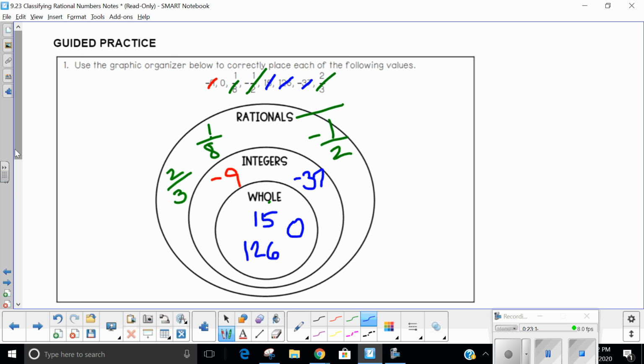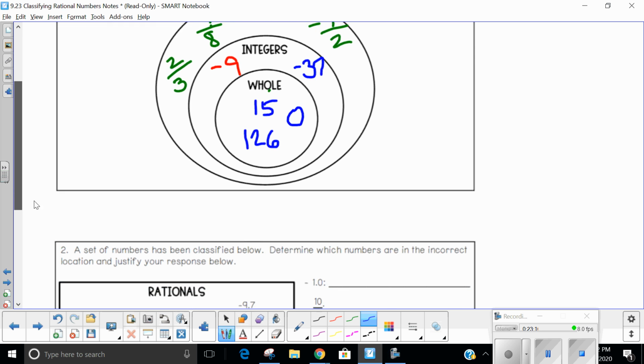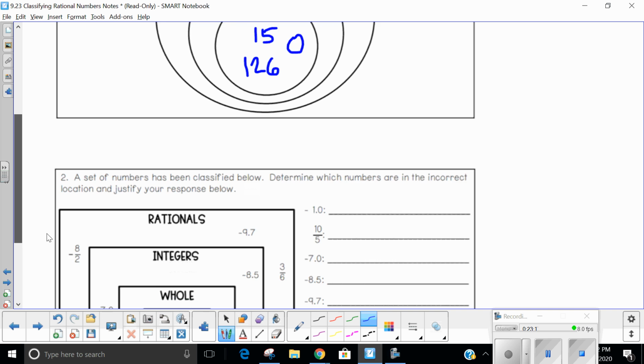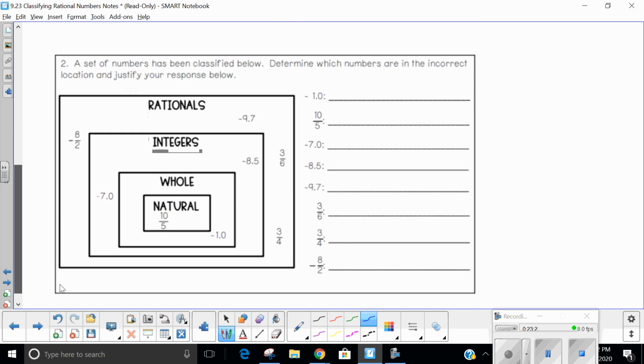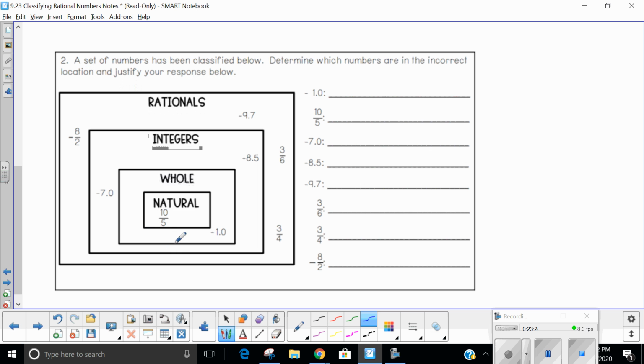Okay, so now let's look at the next one again. Now we have a set of numbers that have been classified below. Determine which numbers are in the incorrect location and justify your response below. Okay, so we look at the group. Okay, so we've got it in order correctly. So let's look at these numbers over here.